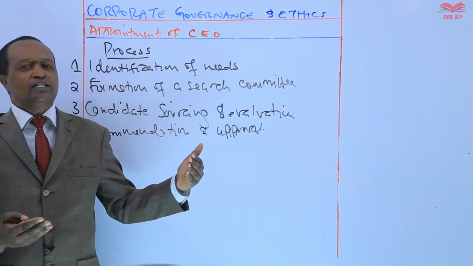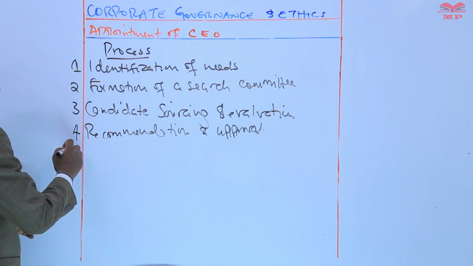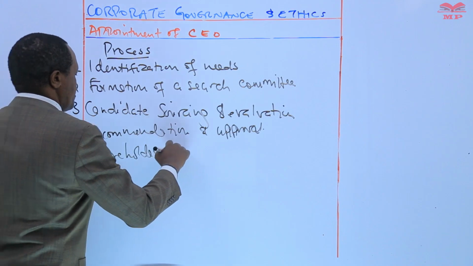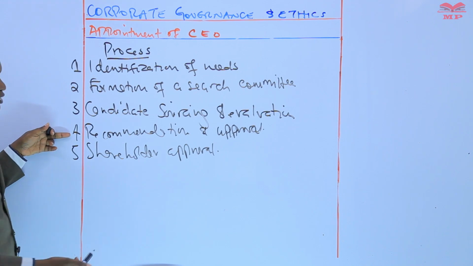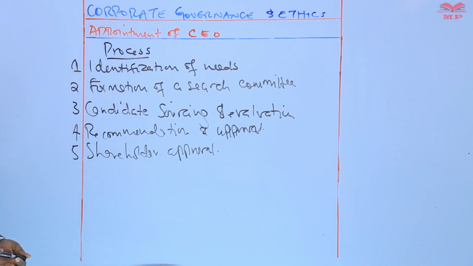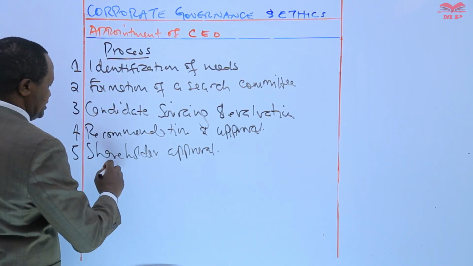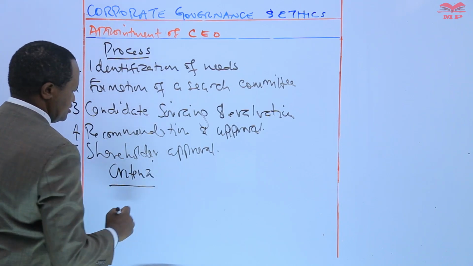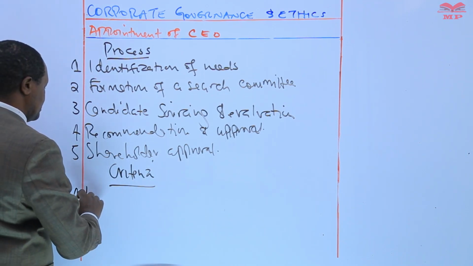And in some cases, shareholders' approval may be required. In some companies, it ends with the board, whereas in others, the shareholders' approval may be required, particularly for publicly traded companies. That is the process. Then the criteria. What is the criteria? Now, the first criteria is leadership skills.